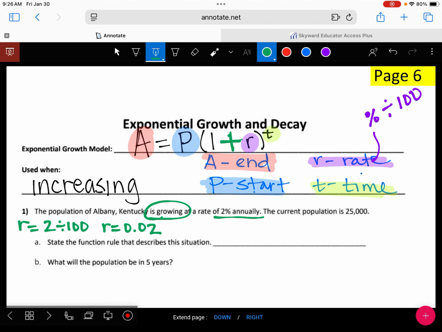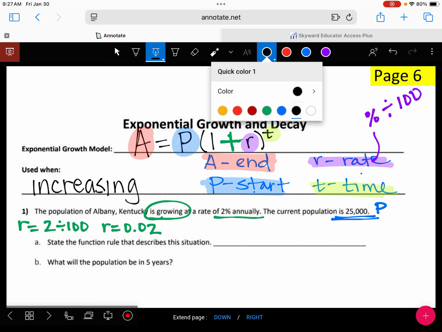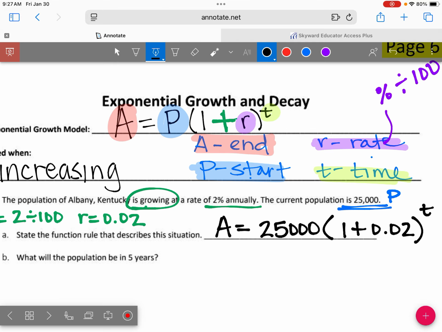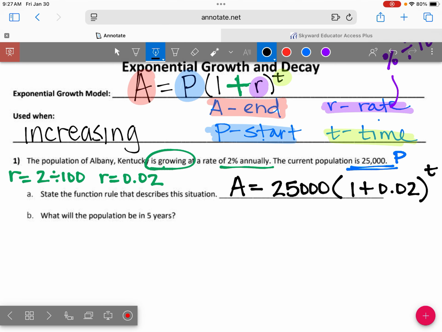The starting population is 25,000. So let's write our function rule. When we write our function rule, it's A equals 25,000 parentheses 1 plus your rate to the power of t. So when we're writing our rule, we leave the t a variable. Now, we're going to use that same rule to figure out the actual population. And we're going to substitute in a 5.